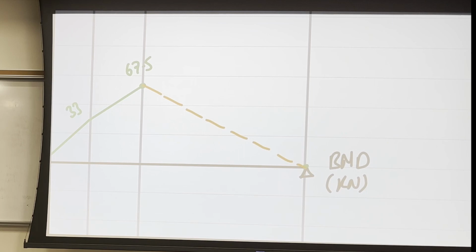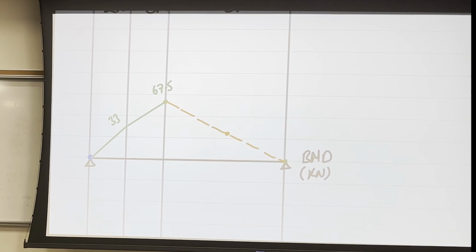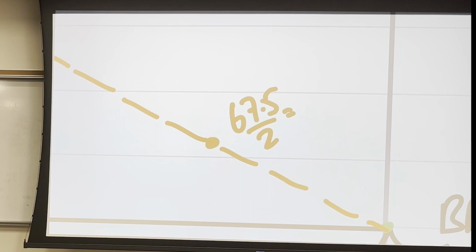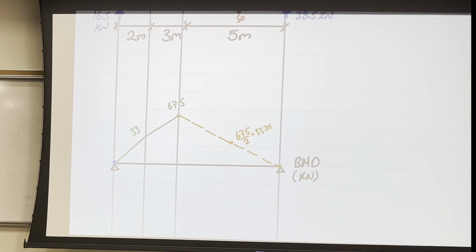And from the middle, you need to find the value at the middle. So at the middle here, what is the value of the moment? As if we have a triangle here, what is the magnitude in the middle if we start from 67.5? So the middle here is 67.5 over 2, which is 33.75. So keep this number in your mind, and we're going to use it in a moment.